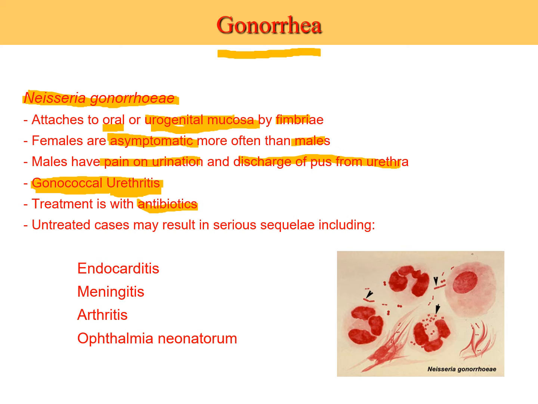Untreated cases can result in more serious sequelae, meaning sequentially occurring signs and symptoms or disease progress, so you can see that it really has to be treated, including endocarditis, meningitis, arthritis, and if a pregnant woman has this infection, it can infect the eyes of the baby when it's born by vaginal delivery, so ophthalmia neonatorum, which I've discussed before when we discussed infections in the eyes. So Neisseria gonorrhoeae needs to be treated.